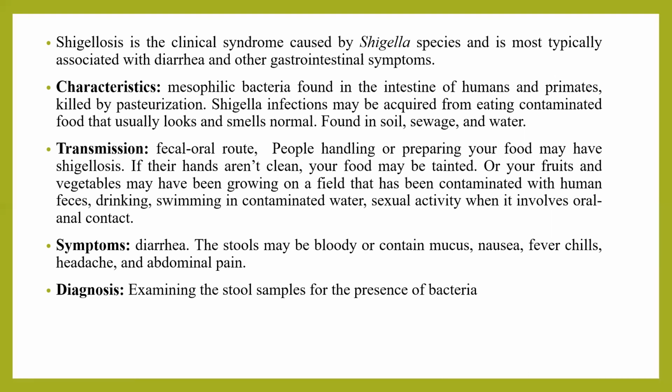The most common symptom of shigellosis is diarrhea. The stools may be bloody or contain mucus. Nausea is another symptom, followed by fever, chills, headache, and abdominal pain. Usually the diagnosis is done by examining the stool samples for the presence of the bacteria.